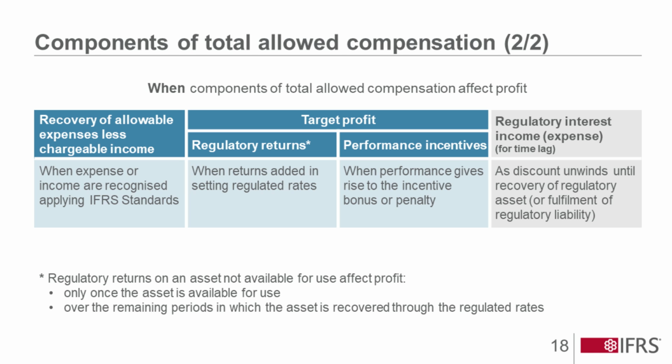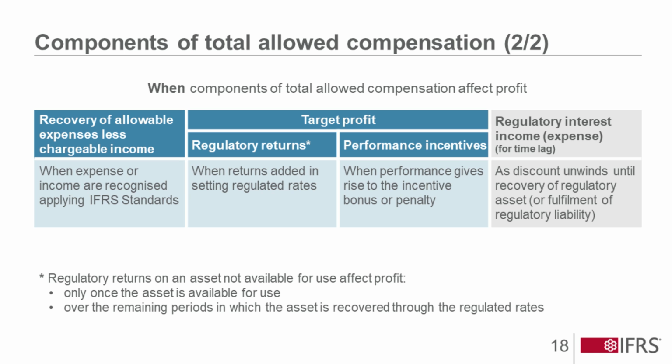Moving on to performance incentives. A regulatory agreement might incentivize an entity to achieve specific performance criteria. For example, targeted levels of service quality, reliability, or customer satisfaction. Compensation in the form of a bonus or lower compensation in the form of a penalty would form part of total allowed compensation for the goods or services supplied in the period in which an entity provides the performance that gives rise to the incentive, regardless of when that incentive is included in the rates.